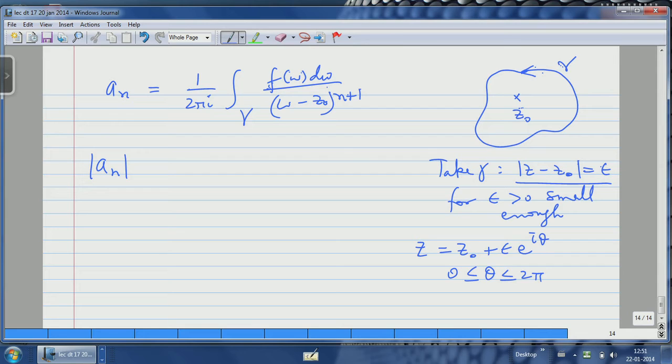That's good enough to say that the Laurent series is a Taylor series, and that will tell me that the function is actually analytic at the point. So I have to calculate mod a_n. Mod a_n is going to be the modulus of this integral.